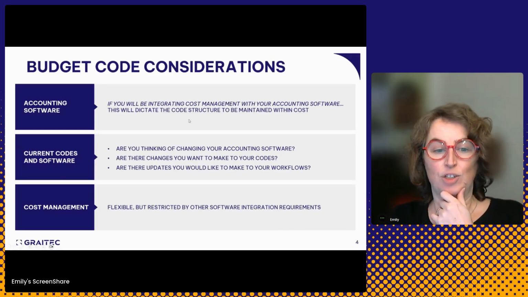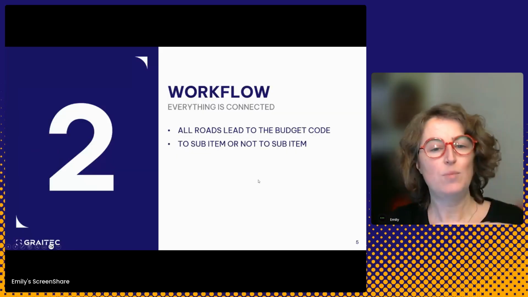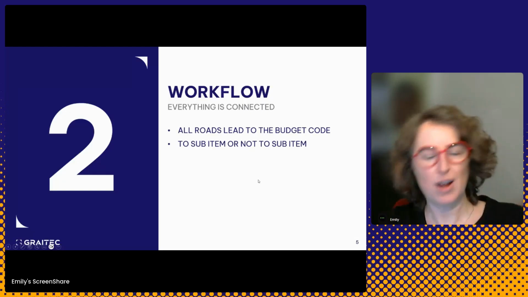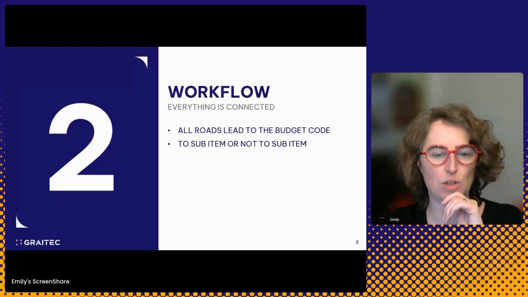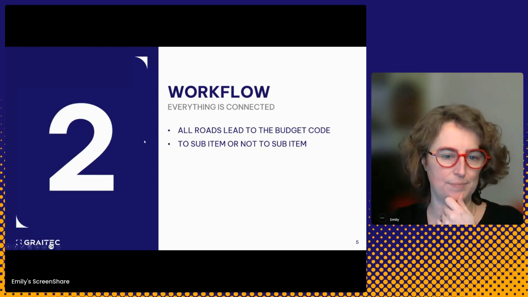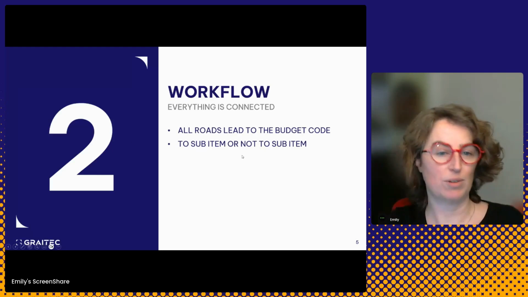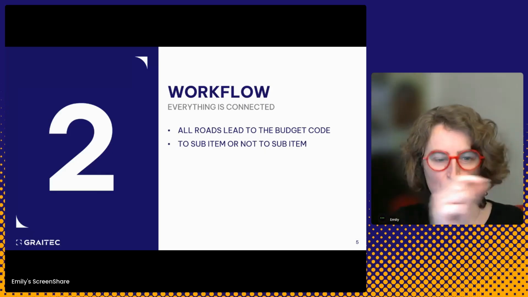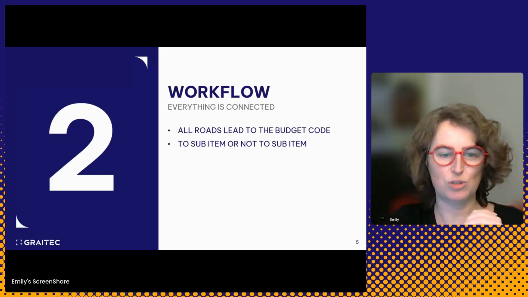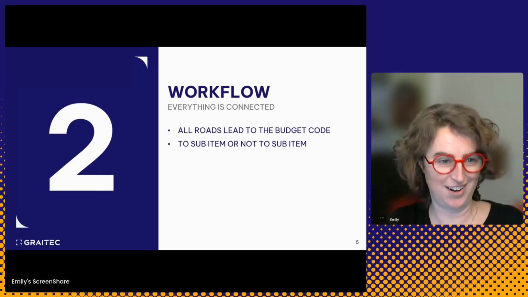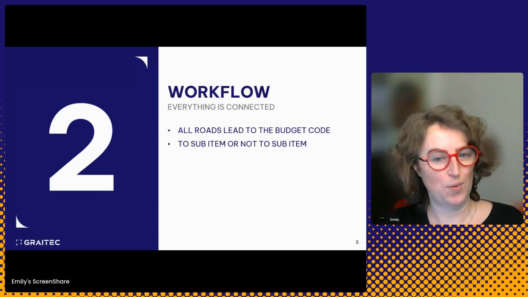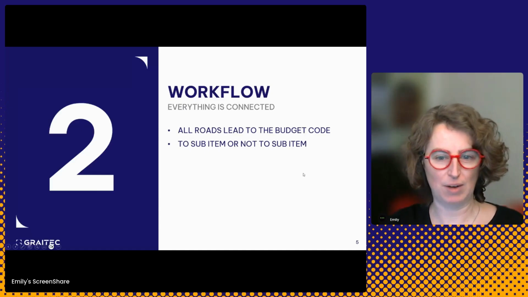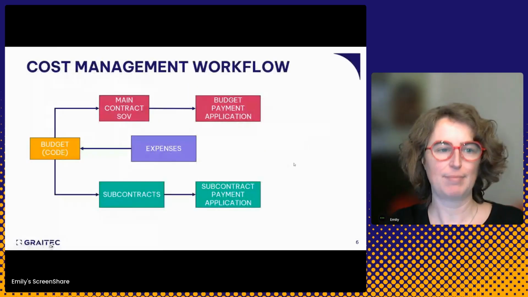Okay, so what can we do in our workflow once we've got that big question mark sorted out, your codes are set, your accounting software is set, and we're going to start working in the system? All roads lead to the budget code. Everything you do in cost is going to get connected back to that budget code. If something goes wrong with the connection or the original code, nothing will work. Nothing. And then when we get our budget in there, to sub-item or not to sub-item. Okay, I'll cover these next.